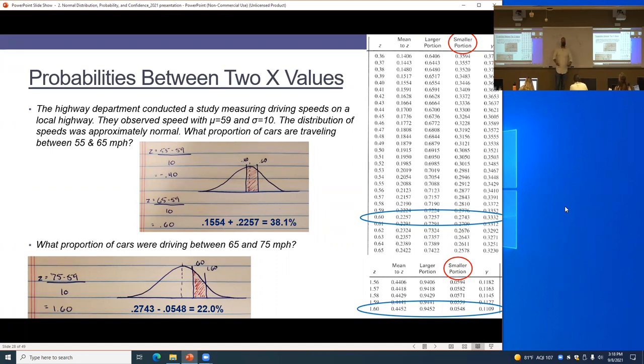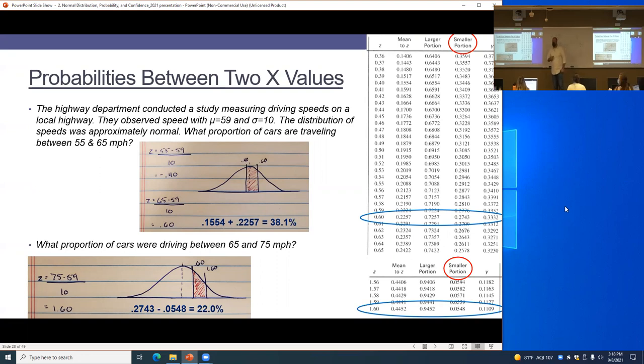Now, there are other ways I could have done this. I could have started at 1.6, looked at the larger proportion, and then subtracted the larger portion from 1.6 over to the mean. So there are a number of different ways I could have arrived at that. It doesn't really matter how you do it, but just think about how to get to that section of the graph you're looking for and pull that out. We're seeing how we manipulate this and play around with it a little bit. Questions?